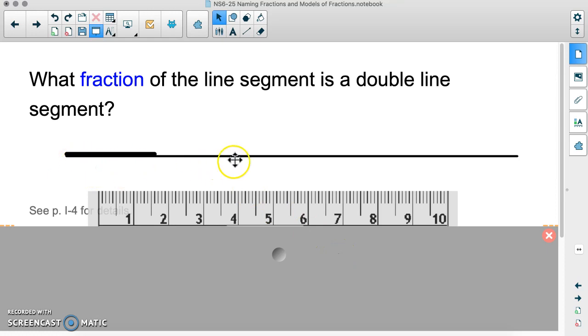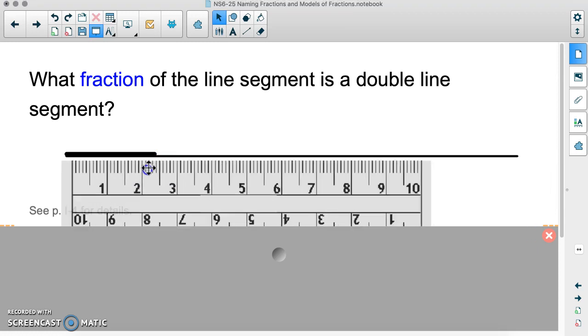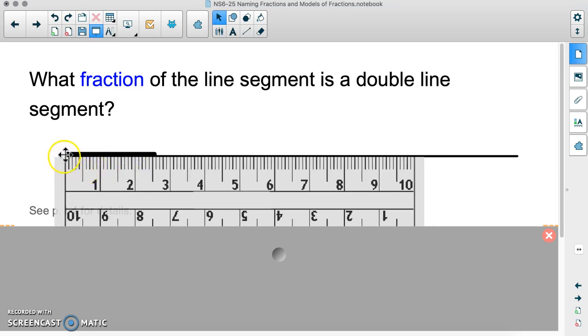So here we have the line segment all the way at the bottom in the thin black line, and then this is the thicker black line. So what fraction of the line segment is a double line segment? Okay, so the double line segment is one part of the line segment. So right here is one part. So this double line segment, the thicker one, if we measure it, is 2.5, just over 2.6 centimeters long.